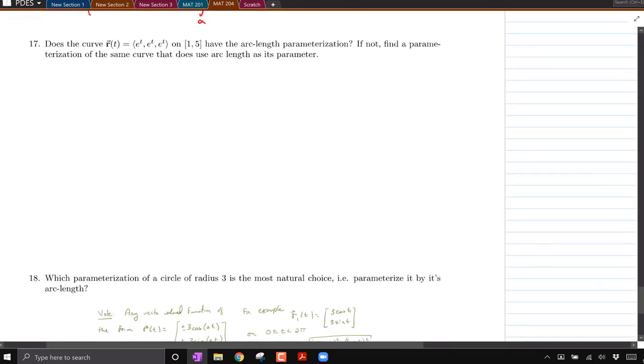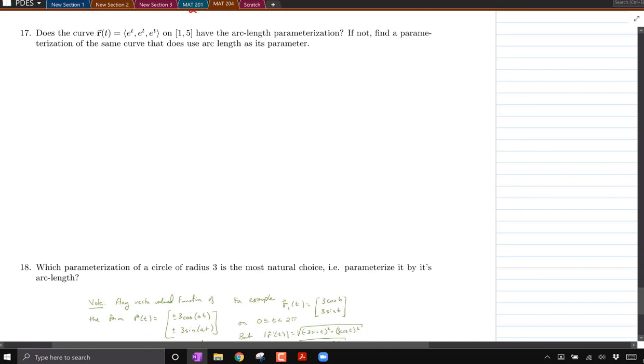Okay. So let's go ahead and answer this question here. Does this curve, r of t equals, and then each of the component functions are just e to the t, have the arc length parameterization? And if not, what we're going to do is reparameterize it so it does have the arc length parameterization.